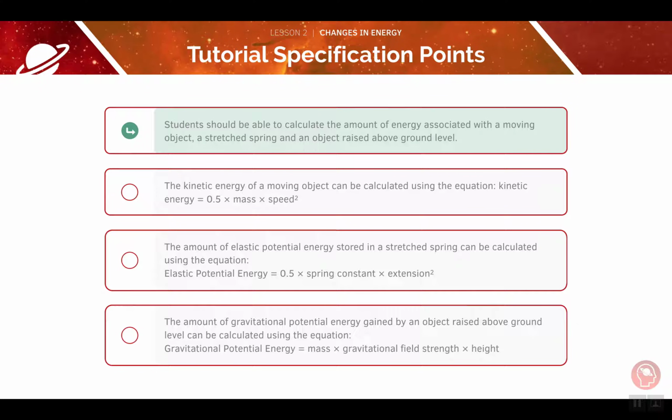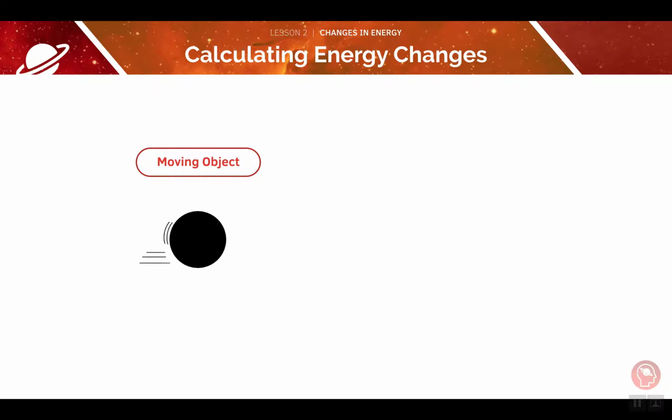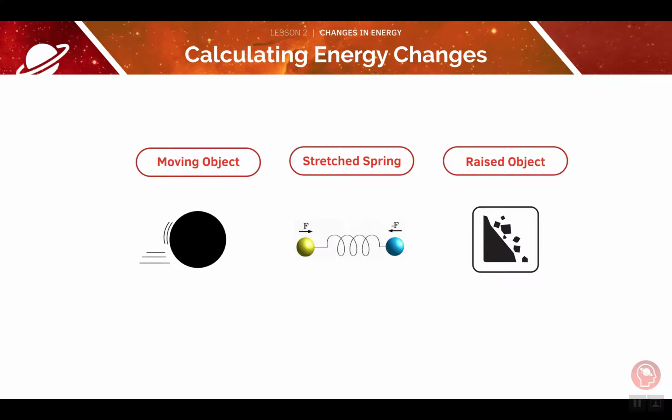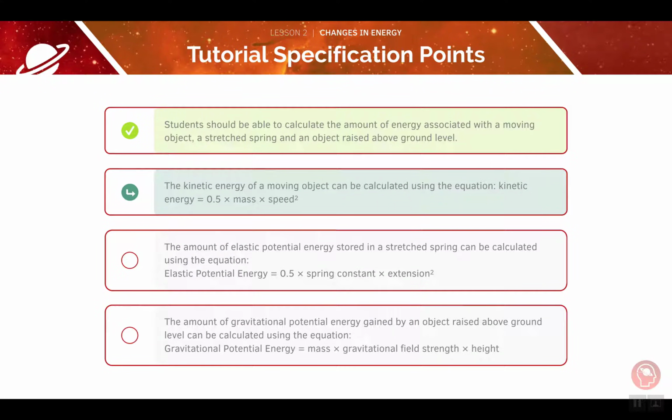Let's look at energy changes in moving objects first. In this tutorial, we'll go through several types of energy changes. Firstly, we'll look at the kinetic energy of a moving object. We'll then look at the elastic potential energy of a stretched spring. And finally, we'll look at the gravitational potential energy of a raised object. Don't worry if you thought that was a little quick. We'll be covering each of these examples in the next section, starting off with kinetic energy.